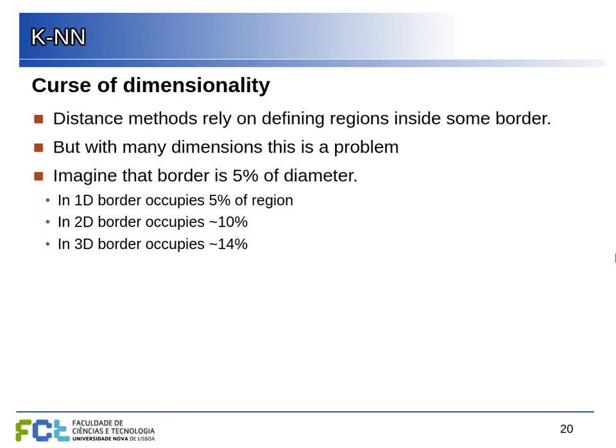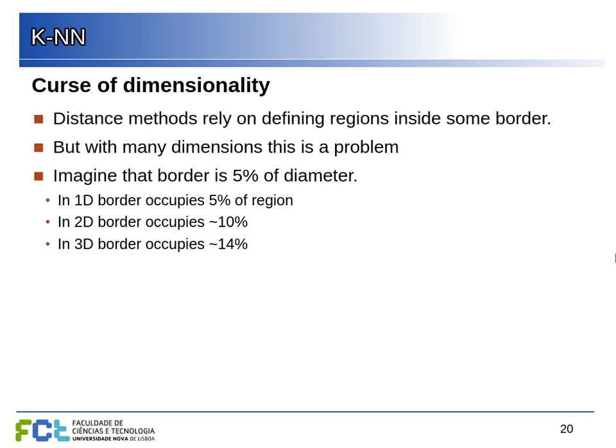There is a problem with these distance methods, and this is actually a bit difficult to imagine, which is called the curse of dimensionality. This is the effect of increasing dimensions in the way these regions are defined. So imagine that you have one thing in one dimension, and you consider that the frontier is 5% of the diameter. So, for example, 2.5% on each side.